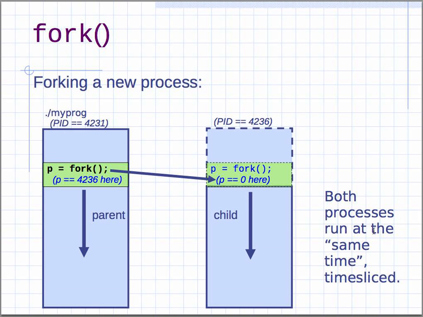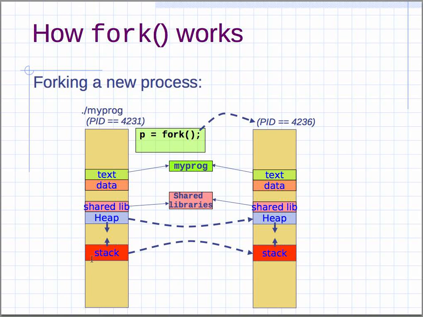Both processes run at, quote-unquote, the same time, time sliced. So if you have a single processor, they are actually sharing that processor. But these days, almost every machine that you buy has a multi-core CPU, which means that you can actually run 2 processes at exactly the same time. They are time sliced, but it's possible that they will use different cores of the same CPU. So it would be possible for 2 programs, if you have a multi-core system, to be running at the same time.